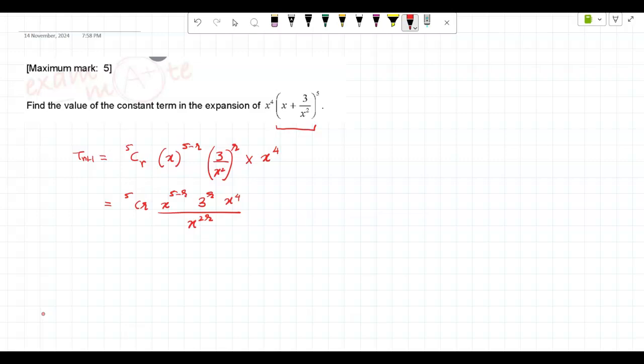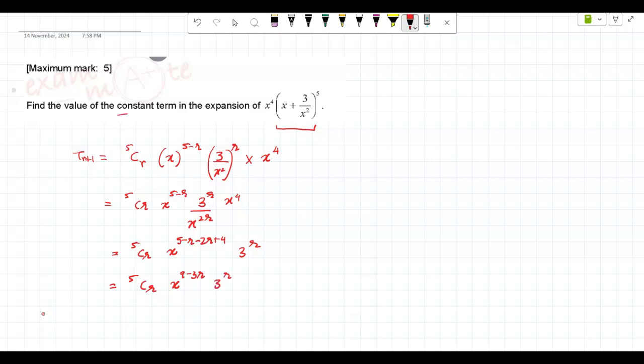Correct? Upon x raised to 2r cubed. Because the denominator is, so why not make it x raised to negative 2r? Yes, you can do that. So 5Cr. I'll combine all the powers of x: 5 minus r, negative 2r plus 4, into 3 raised to r. So 5Cr, x raised to 9 minus 3r, 3 raised to r.